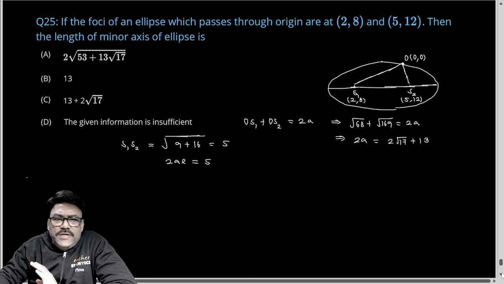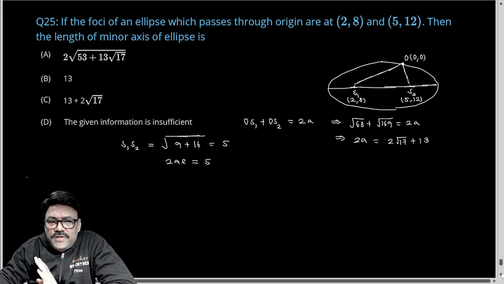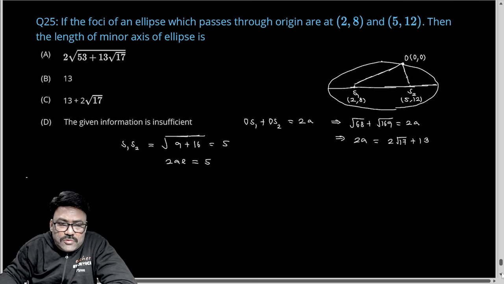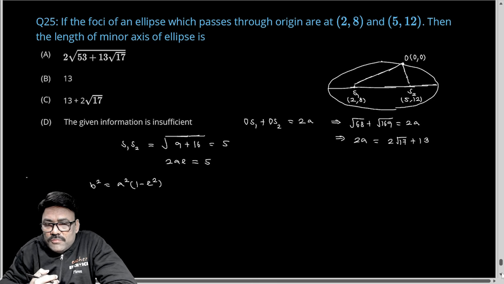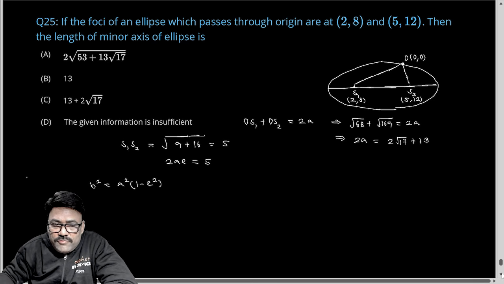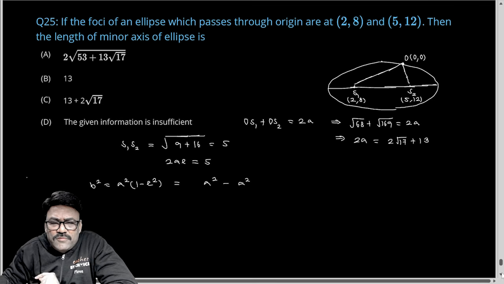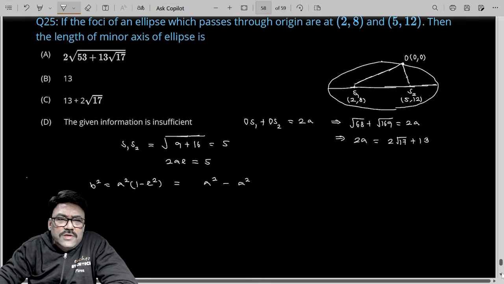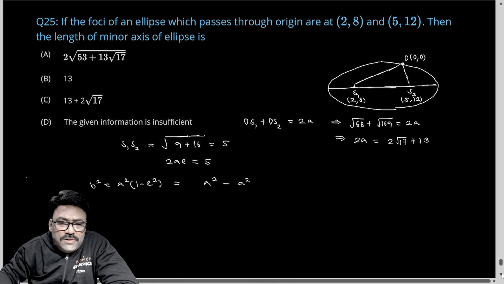Okay. Now I need the length of minor axis. I need the length of minor axis. So I know that B square will be A square 1 minus E square. B square is A square 1 minus E square. So this will be A square minus A square E square. Since I need the length of minor axis, so let's find 2B whole square. That will be easy actually.